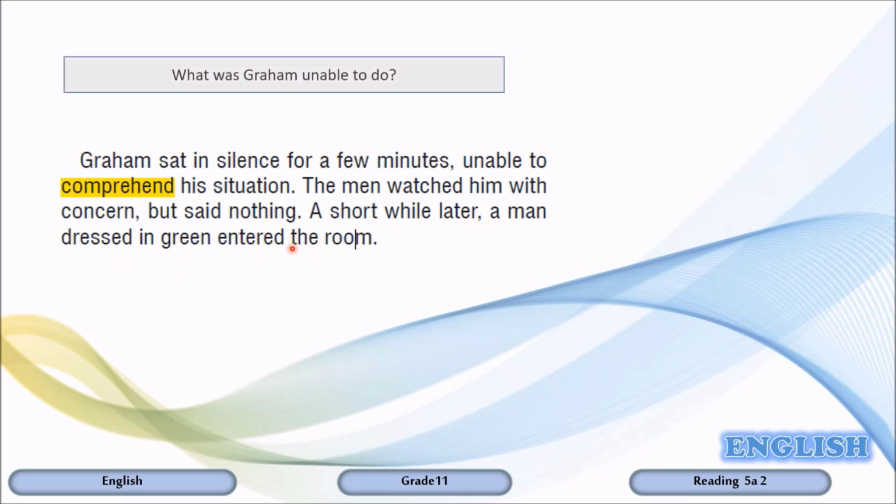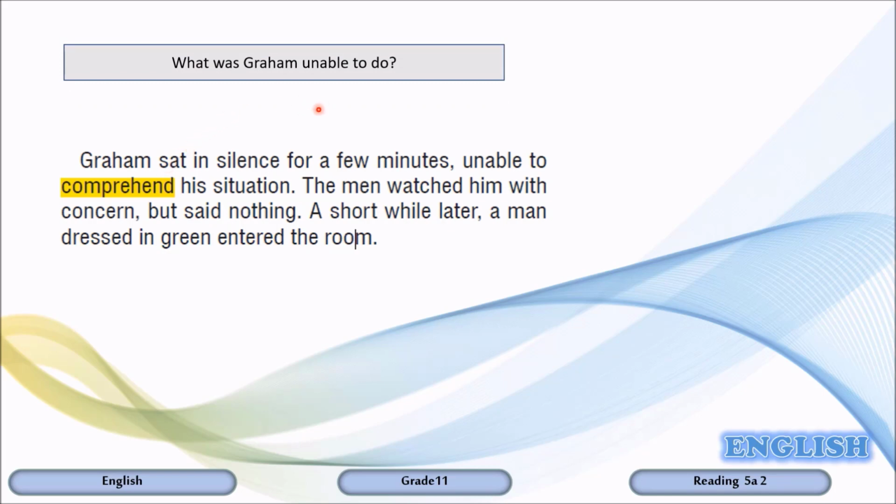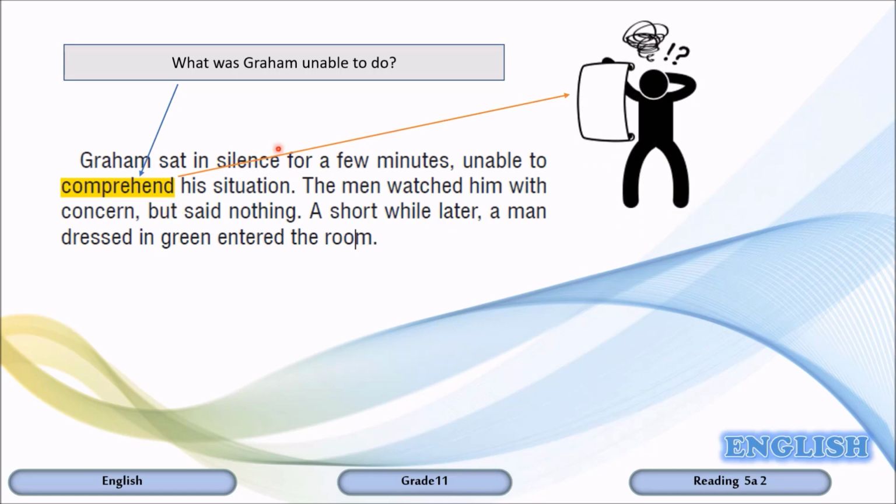My question here, what was Graham unable to do? He was unable to comprehend his situation. He was confused. He was unable to understand. Thank you very much. Look at the word comprehend or look at this picture. You may guess its meaning. Thank you very much.